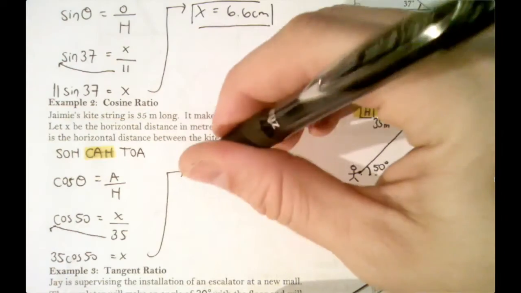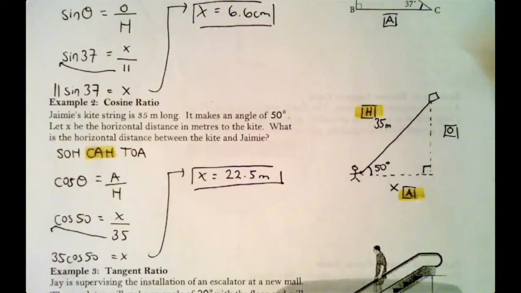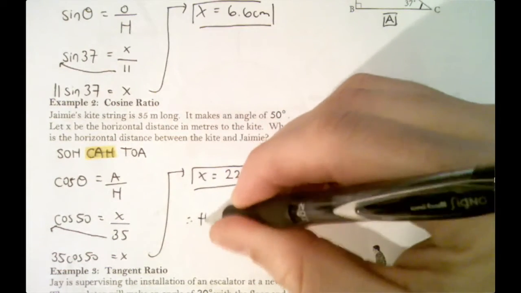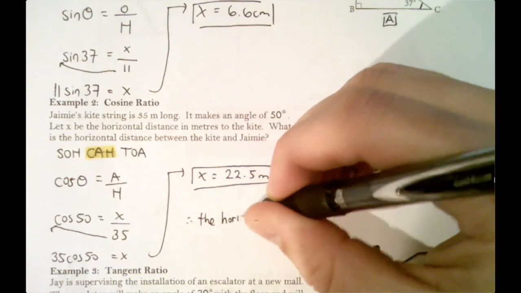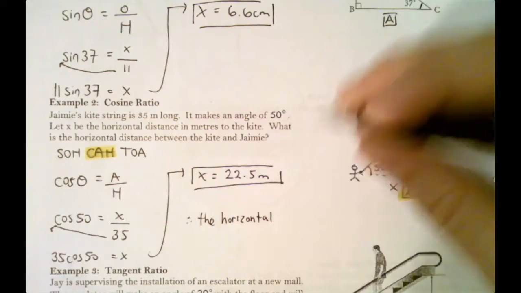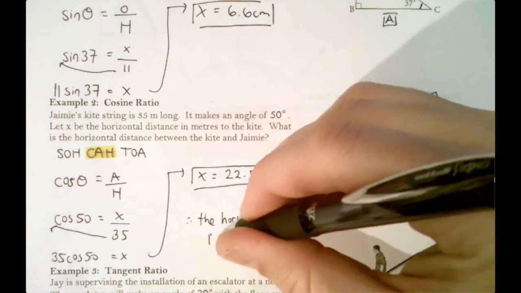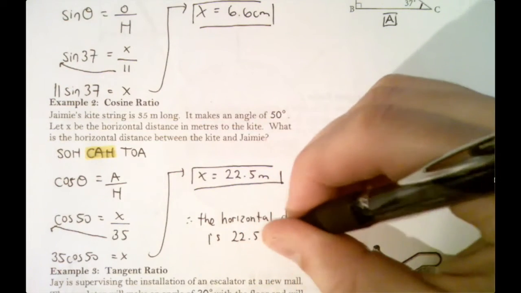And we're working in meters. So this one is an actual word problem, so it deserves a word answer. So we can say, therefore, the horizontal distance is 22.5 meters.